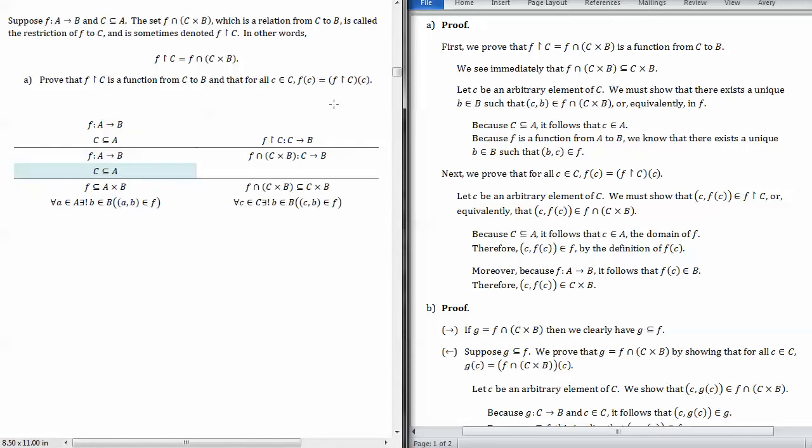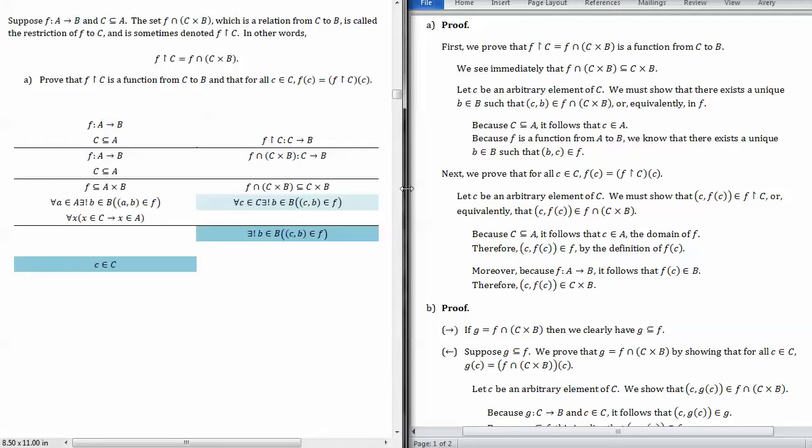So we know C is a subset of A, so we have the definition of that. And we already know that this is the case, right? I mean, f intersect C times B, that's definitely a subset of C times B. Okay, so that one, if you look over my proof, I just say we see immediately that this is a subset of C times B. So it's at least a relation from C to B. The harder work is showing that indeed it's a function.